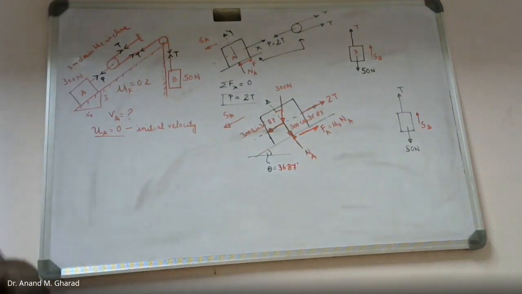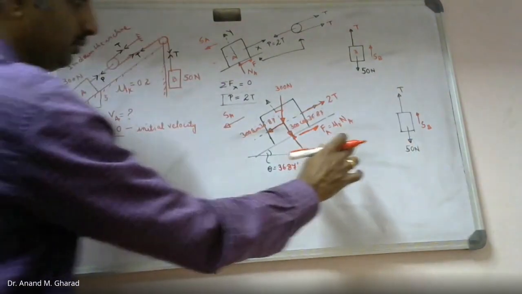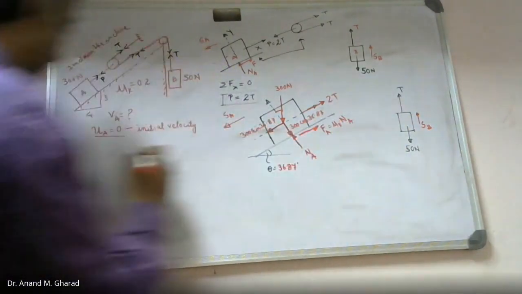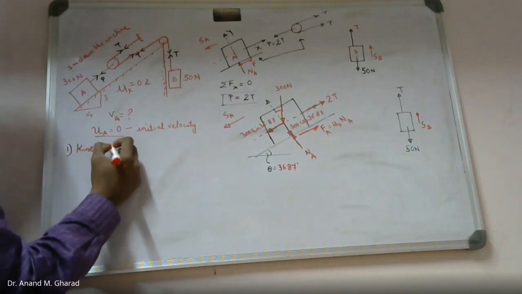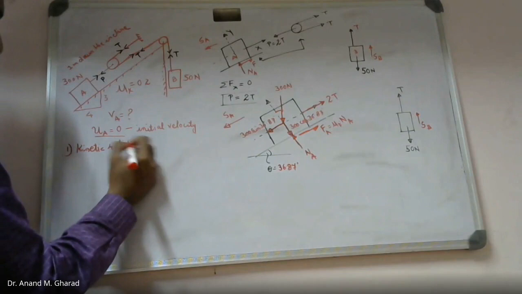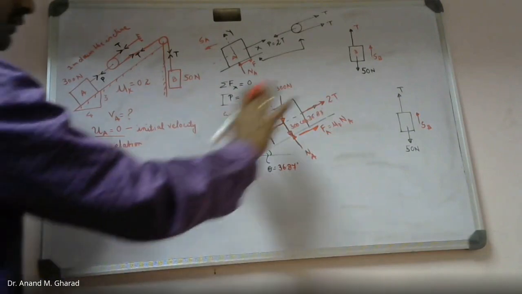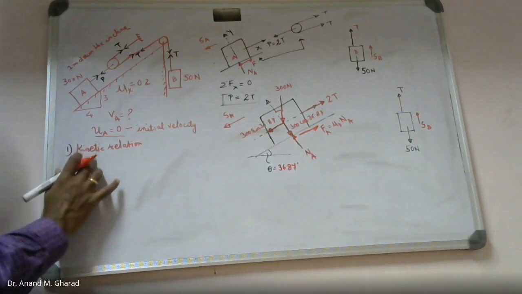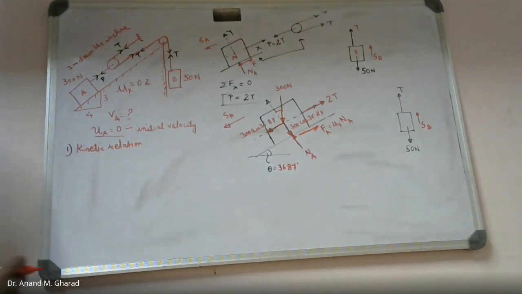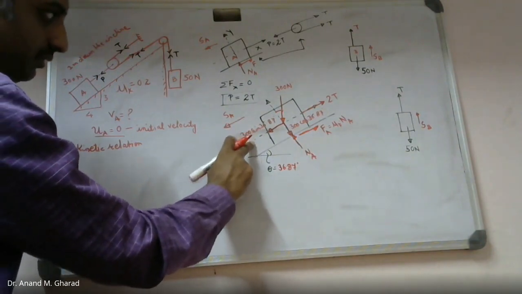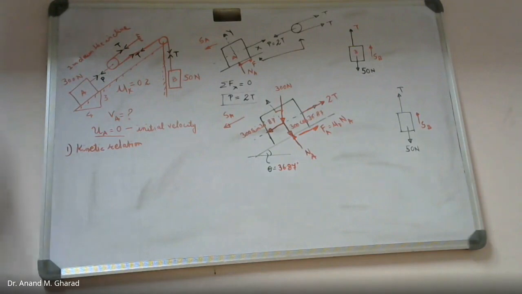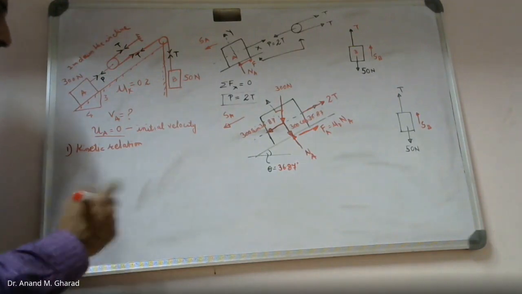Now we will try to develop the dynamic equation of equilibrium. But before that, we need to address the internal force, that is the kinetic relationship. Kinetic relation. What it says is that the total internal work done should be equal to 0. This is what the kinetic relation suggests. So let me know what should be the value of work done for block A, whether it is positive or negative. What do you think? And what should be the magnitude of it?